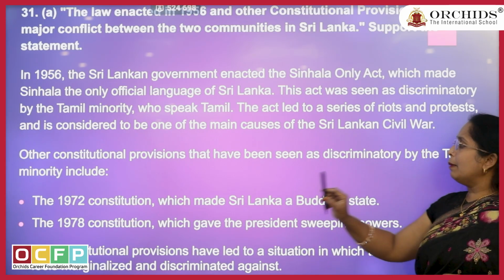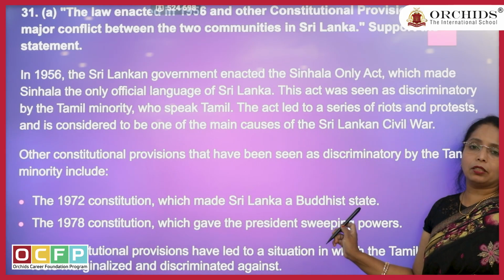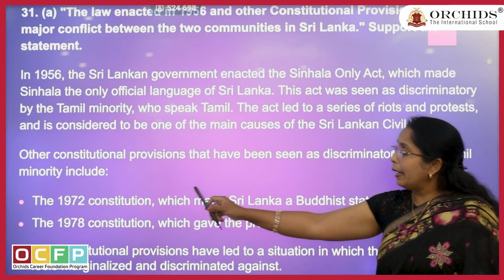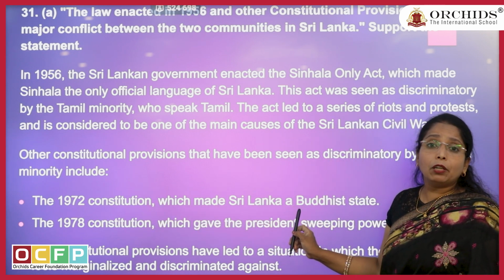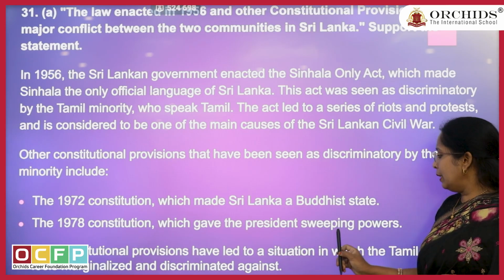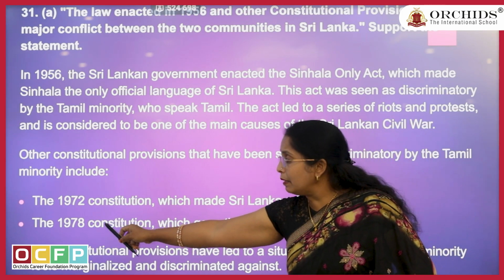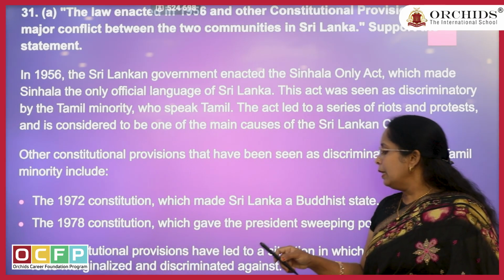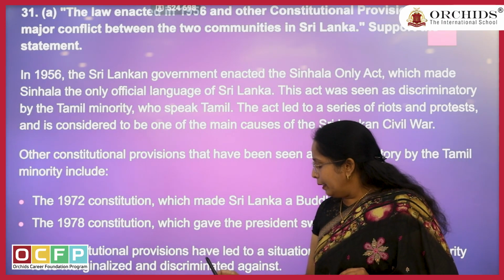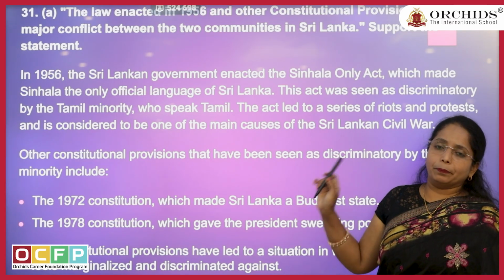Now, other constitutional provisions have been seen as discriminatory by the Tamil minority people, making a difference between the Sinhala and Tamil communities: the 1972 constitution which made Sri Lanka a Buddhist state. The maximum people of Sri Lanka were followers of Buddhism, and in 1972 they declared it, as per the constitution, a Buddhist state. Then the 1978 constitution gave the president sweeping powers. The president had complete power in his hand. These constitutional provisions led to a situation in which the Tamil minority felt marginalized and discriminated against by the Sinhala community.